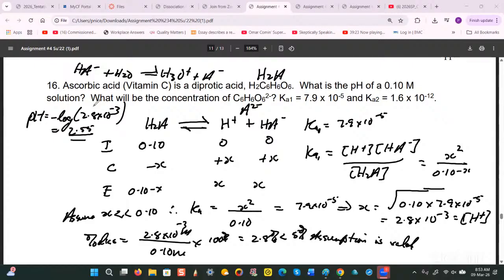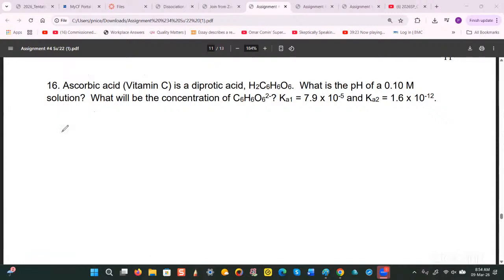Now the next part is asking for the concentration of the A2 minus. So basically, I need to clear this. Okay, now remember, the A2 minus, which is this right here, is formed when HA minus undergoes dissociation to form A2 minus plus H plus, right?